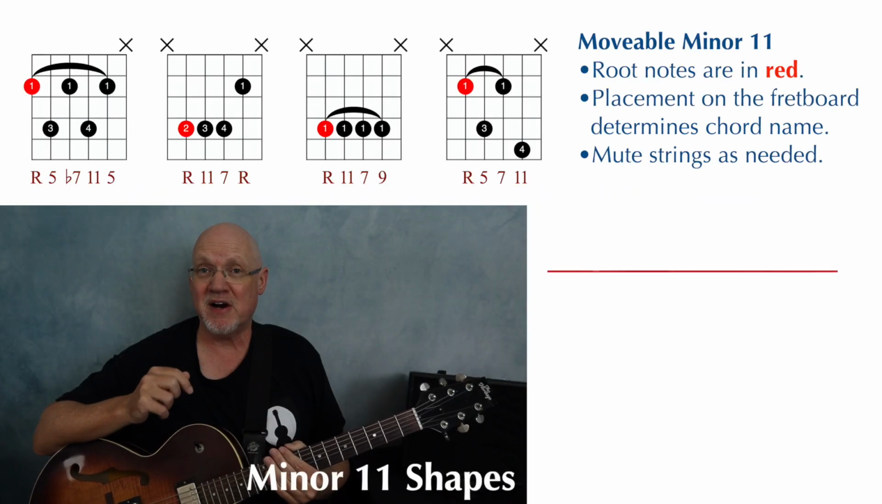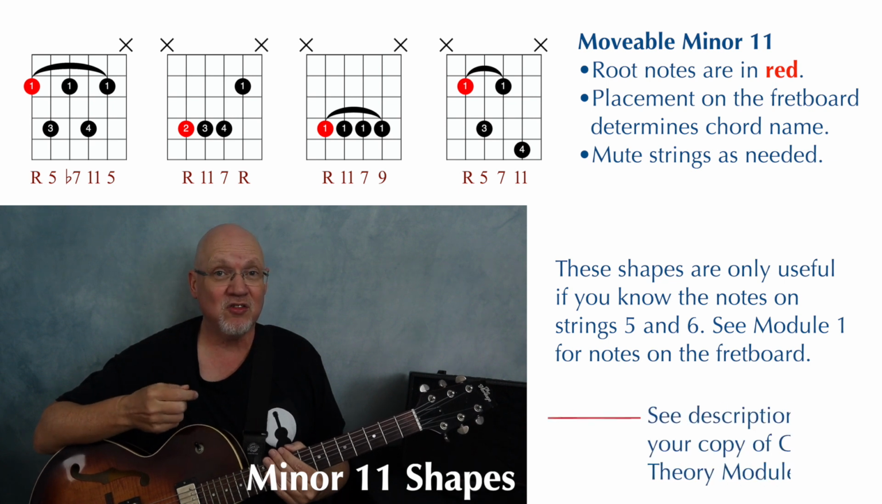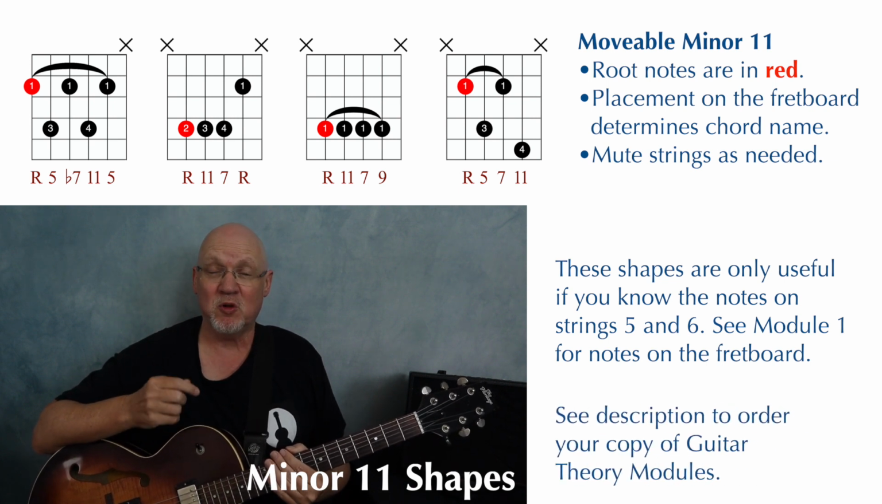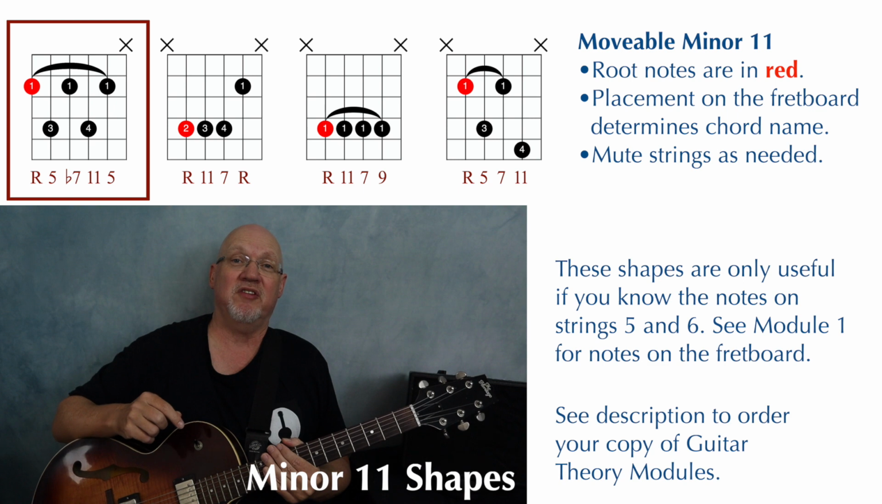Being able to write minor 11 chords is all well and good, but you want to be able to play them on the guitar as well. So I'm going to show you some movable minor 11 shapes you can play with the root notes on the 5th and 6th strings, starting with this shape with the root on the 6th string.